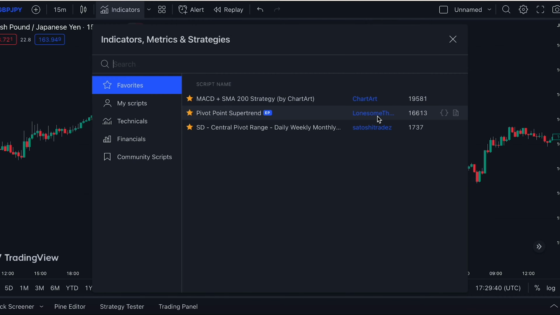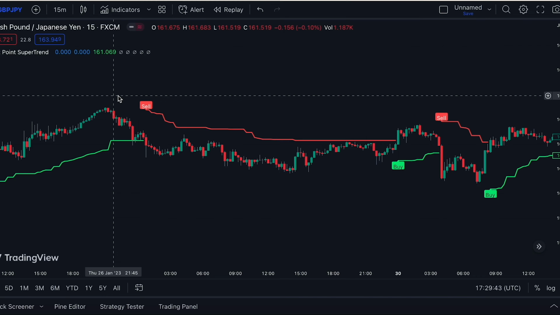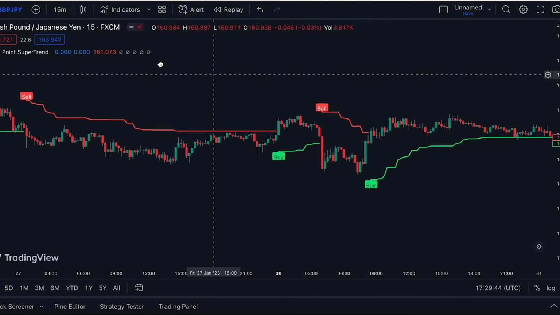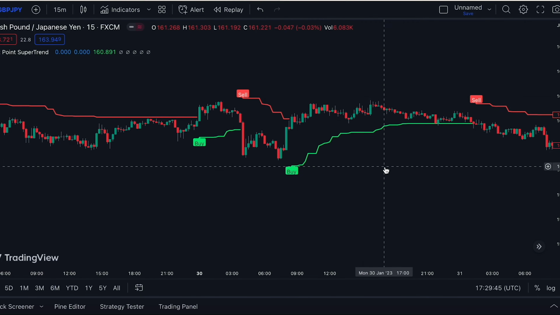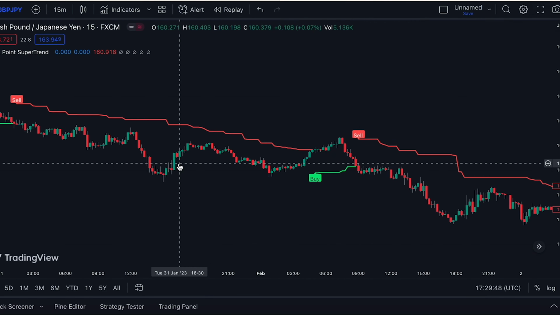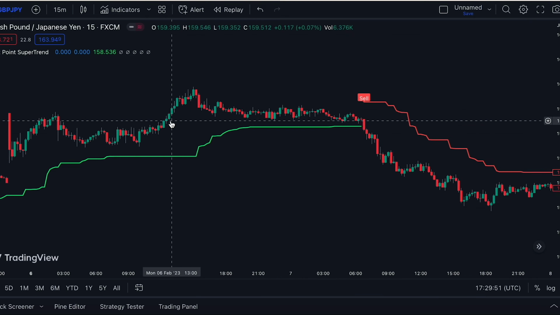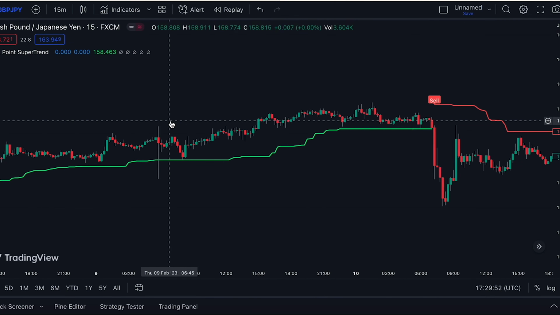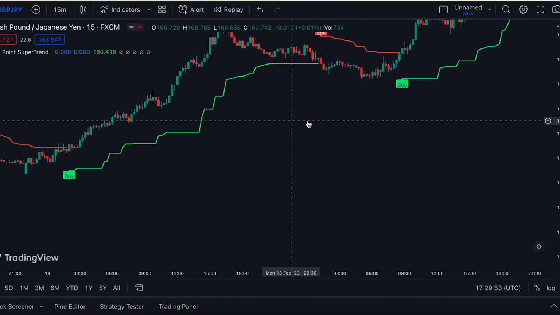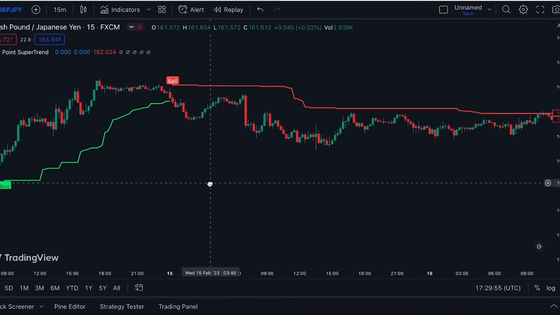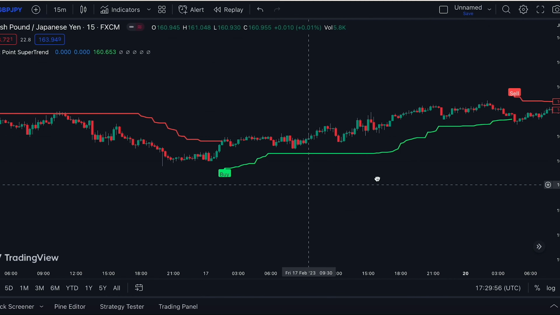Now, let's add the indicators. We'll be using 3 free indicators in total, the first of which is called the Pivot Point Super Trend. To add this to your chart on TradingView, simply open the Indicators section, search for Pivot Point Super Trend, and add it to your chart. This indicator will give us clear buy and sell signals, which we'll use to make our trades. It's simple to understand and very effective when used correctly, as we'll see in the next section of this video.